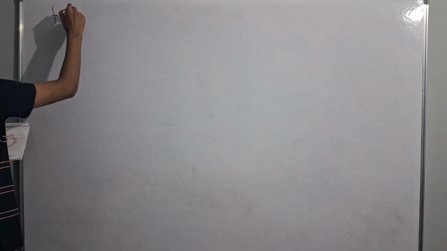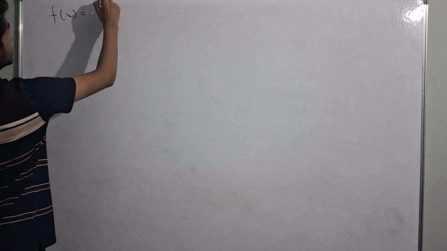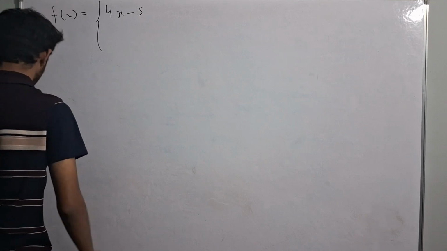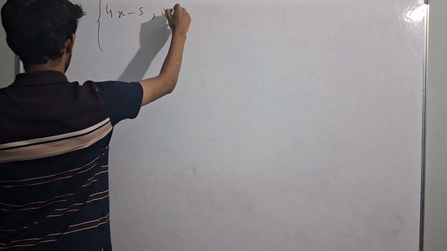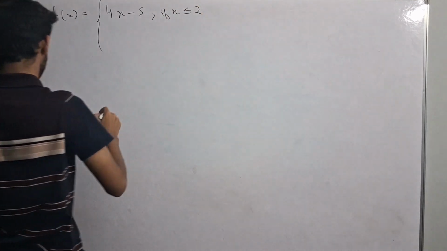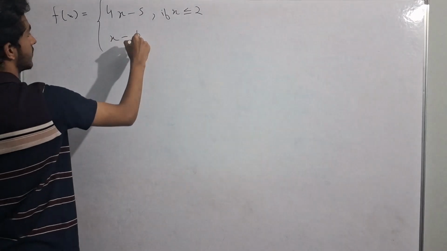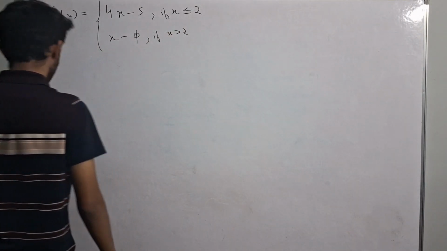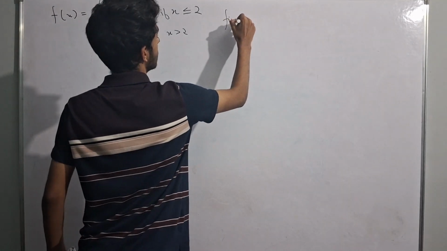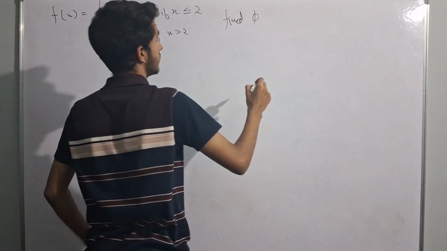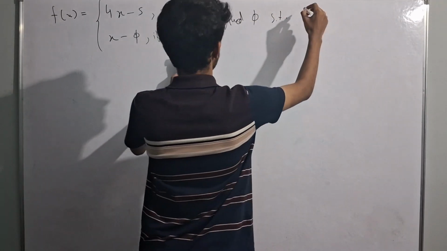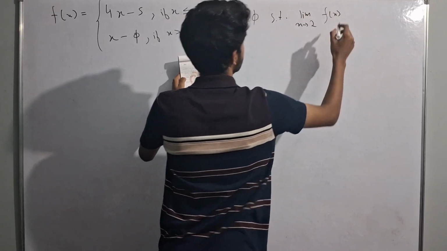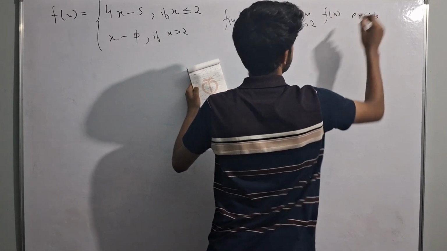So the given function this time is 4x minus 5 if x is less than or equal to 2, and x minus 5 if x is greater than 2. So find the value such that limit x tends to 2 of the function of x exists.